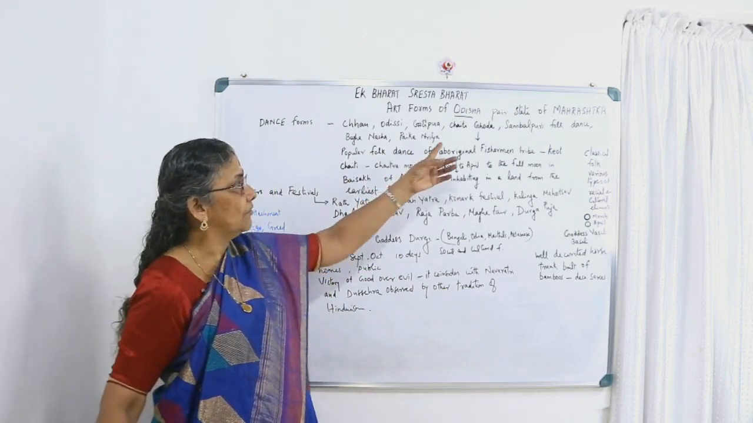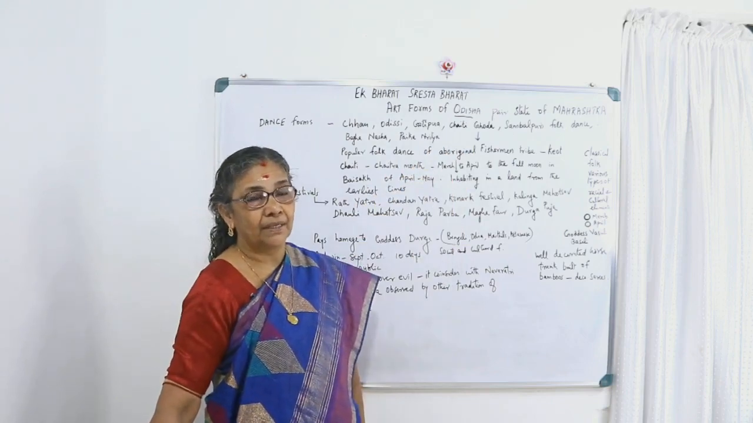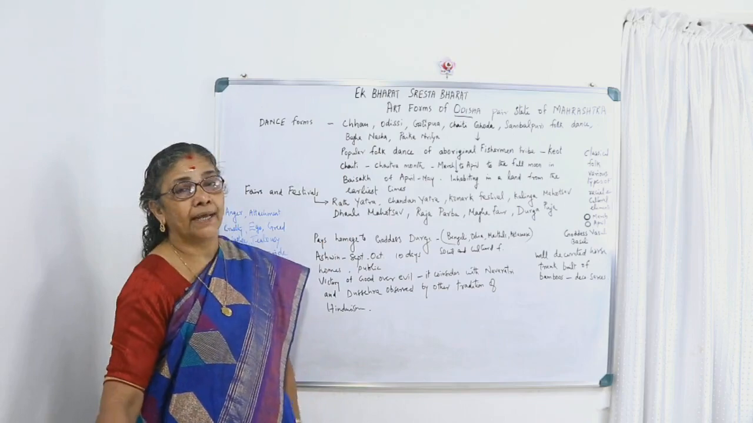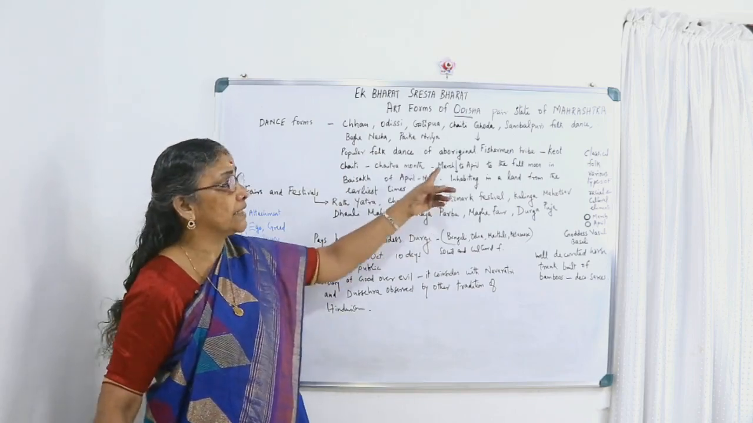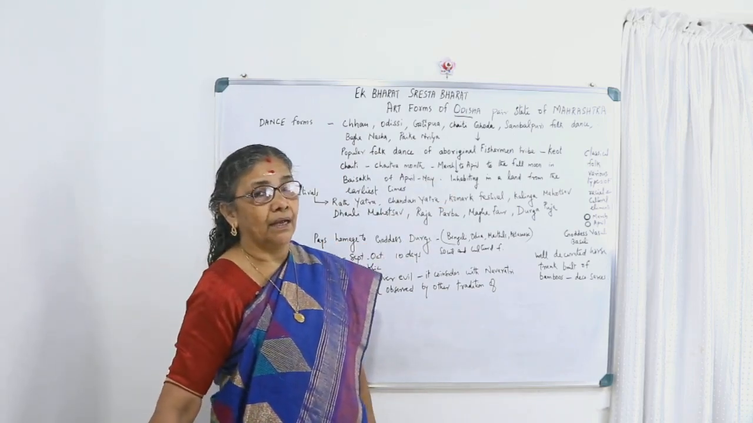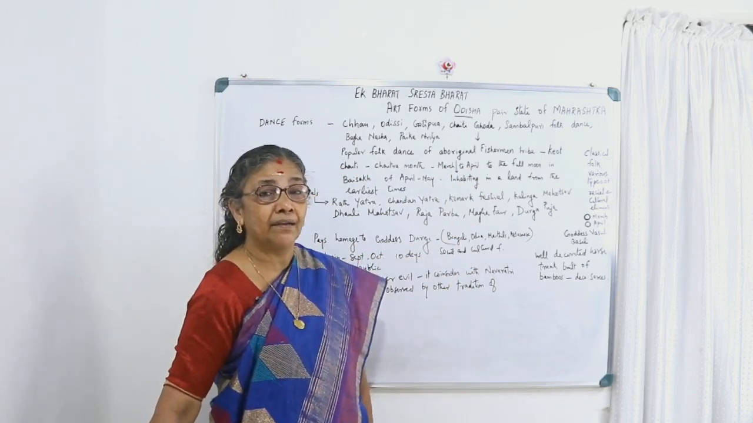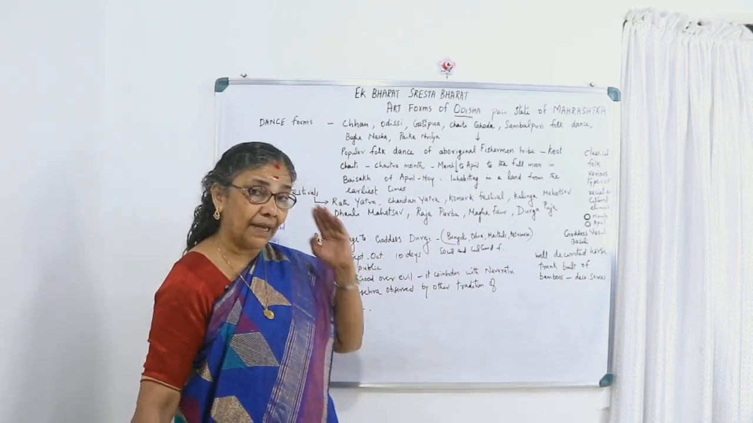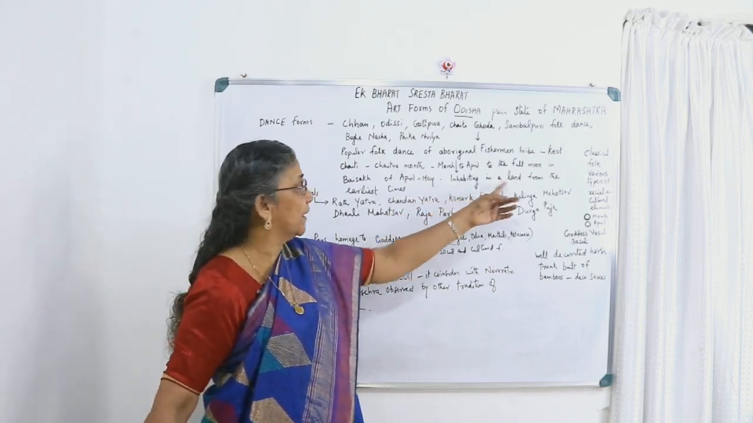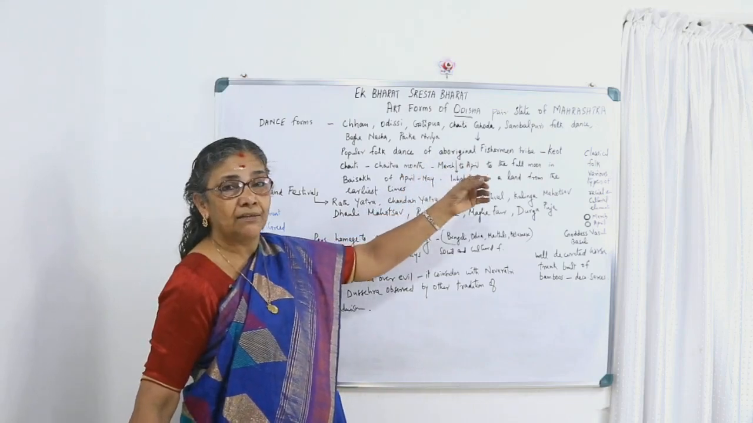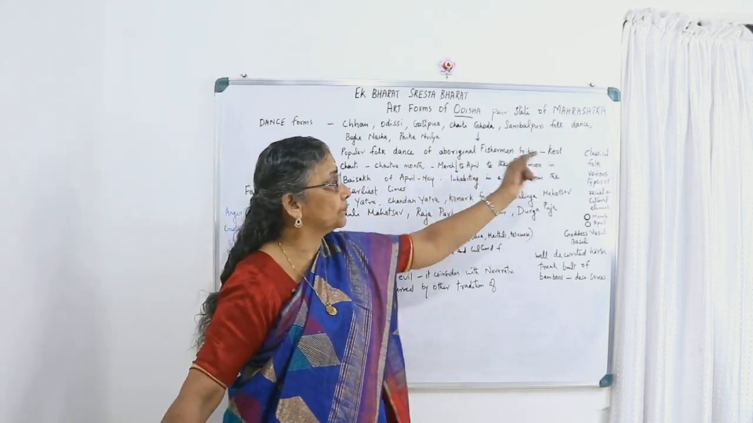Let us see what is meant by Chaitigoda. This Chaitigoda dance is a popular folk dance of Aboriginal fishermen. Aboriginal means those people who have been inhabiting a land from the earliest times. They are known as Kittu.